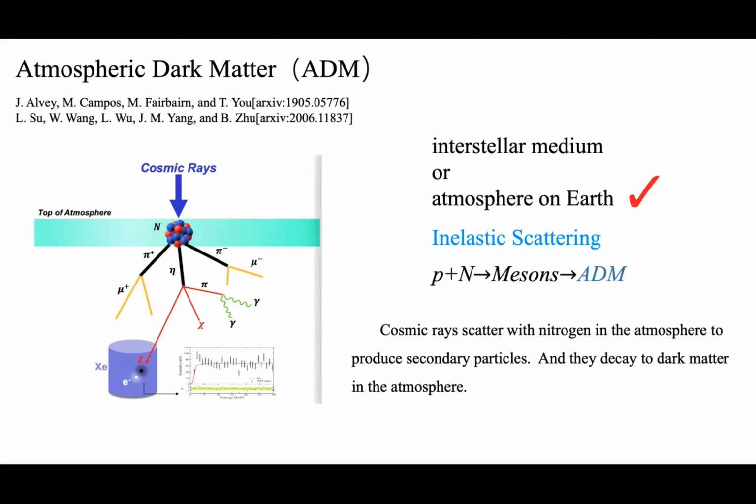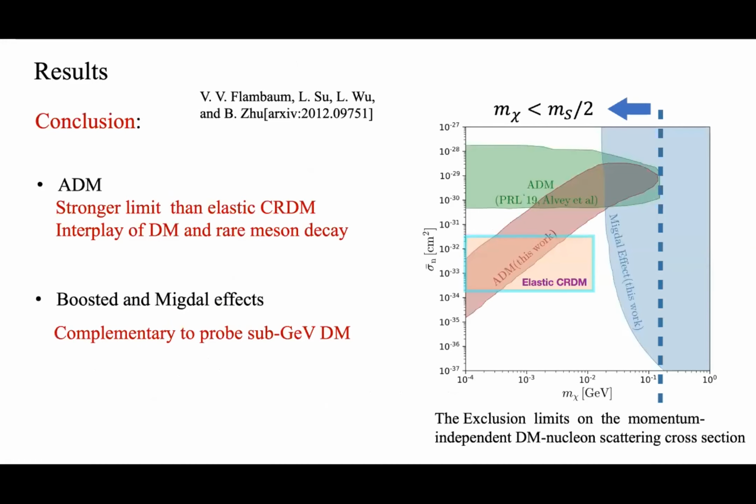Okay, so these are some calculations. I won't go into details, I just present the results. If someone is interested, they may see the paper. So we considered this interaction and produced some exclusion limits on momentum independent dark matter nucleon scattering cross section for this kind of particles, which may be produced from, for example, meson decay. And we considered both this axion dark matter and boosted and Migdal effect. Boosted means that it's some high velocity component of dark matter.